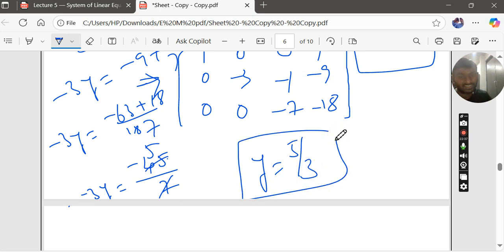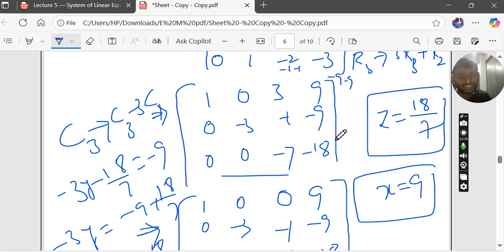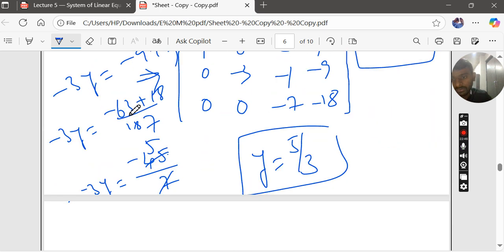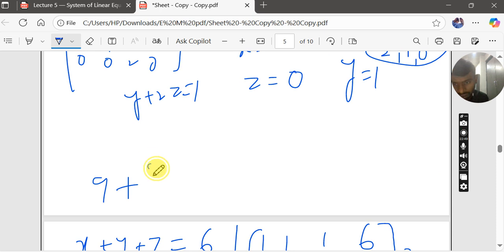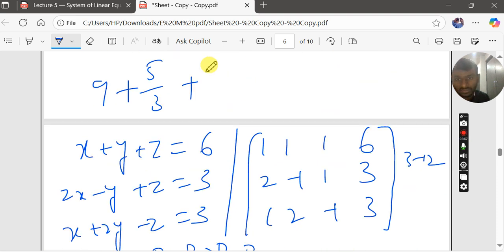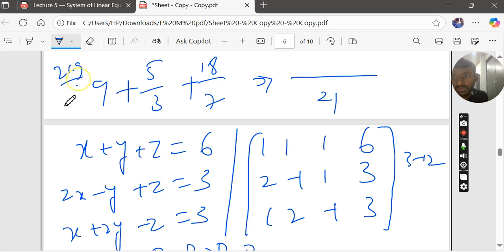I don't know whether these are correct or not. We need to substitute those things here. So let's try here. x we got 9 and y we got 5 by 3. What about z? z is 18 by 7. Okay, 18 by 7. So the LCM will be 21, and 21 9s are 189, and similarly 7 5s are 35.